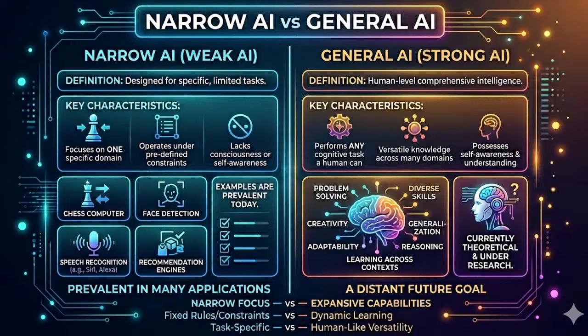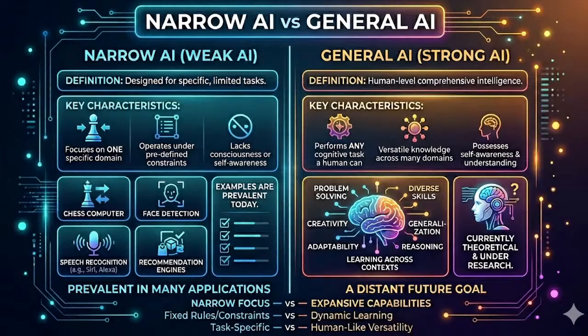An image to help give you some visual context. Narrow AI versus general AI. We have narrow AI designed for specific tasks, such as playing chess. Okay, notice it lacks consciousness. It's not self-aware. Maybe it's a face detection system. Maybe it's speech recognition like Siri or Alexa. Maybe it's that recommendation engine that you use with Netflix or YouTube or Amazon.